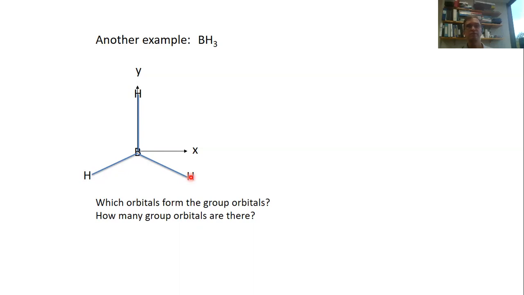Somebody say? I see an answer in the chat. 3, that's correct. Very good. So now the next step is to determine the number of the symmetry types.